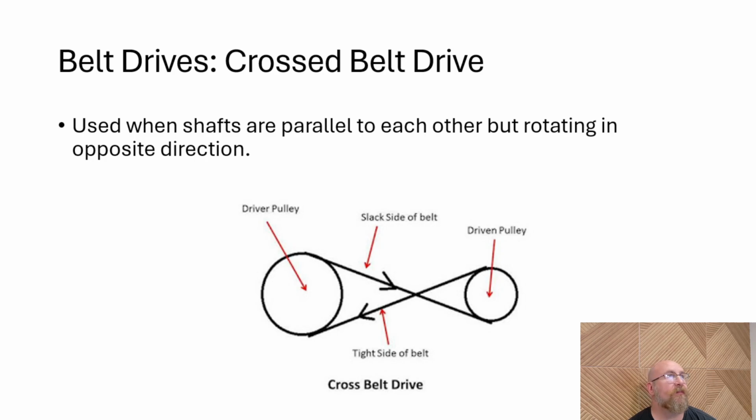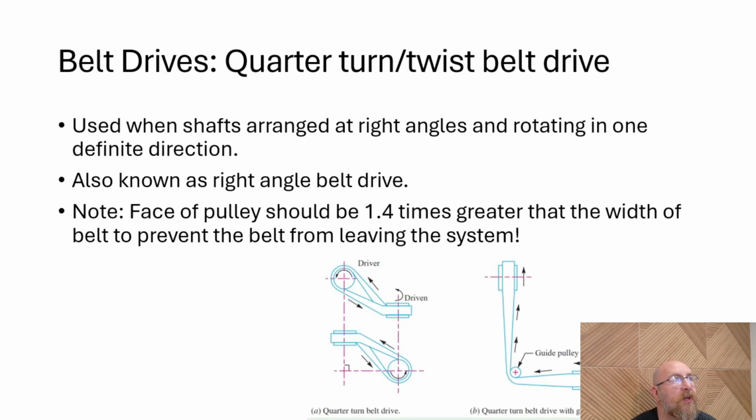The cross belt, obviously you cross them over and it causes counter rotation in the opposite direction. You can have quarter twist and twist drive belts, and you can have a right angle drive, and there might be a guide pulley in there to make it go around that corner.